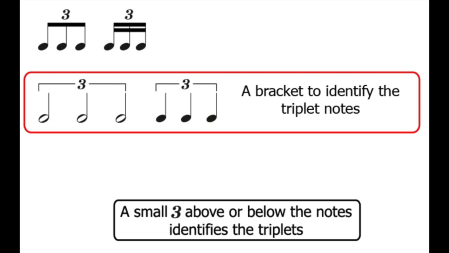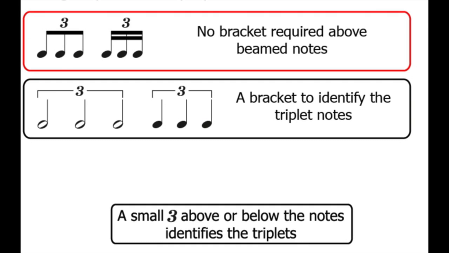Now, in these examples, there's a small bracket over the note group to clearly identify that these notes are triplets. Again, just be aware that sometimes a small little curve instead of a bracket could be there. In these examples, though, notice that there is no bracket or curve, as you generally don't need to include one when the notes are beamed together like these are.